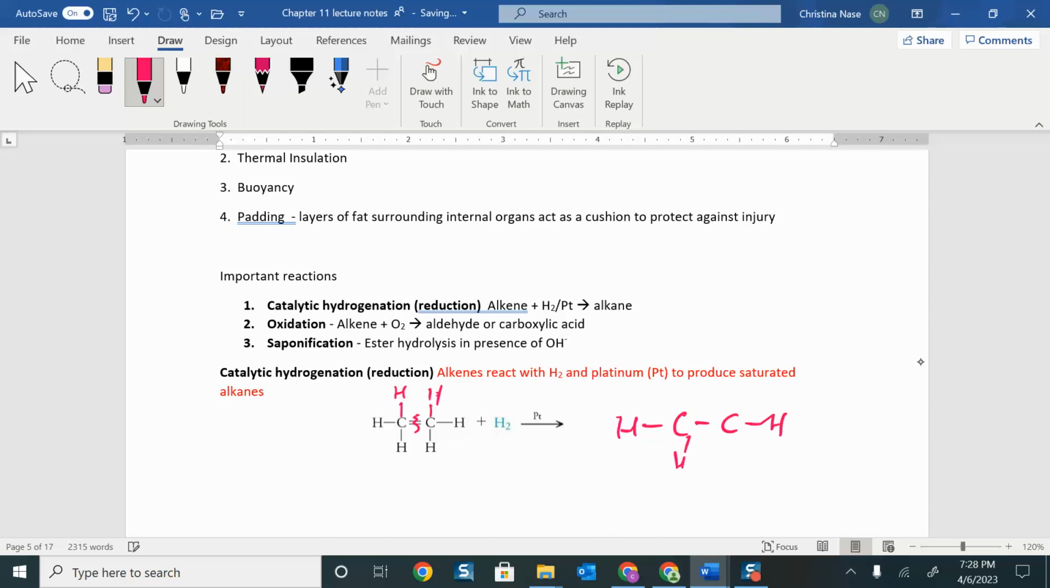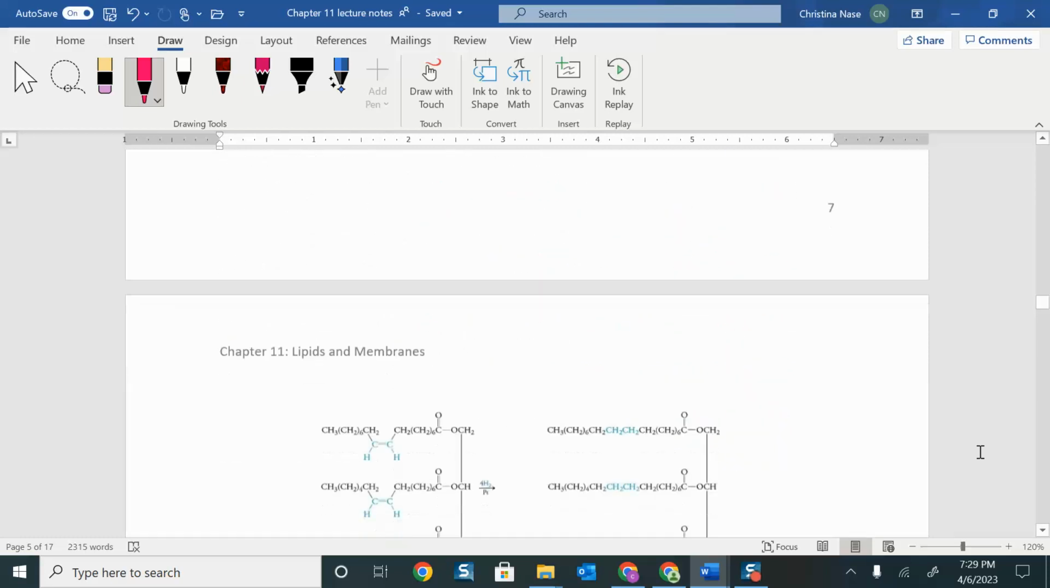There we go, catalytic hydrogenation. This is also a reduction reaction. We'll look at an oxidation reaction and a reduction reaction here. You're increasing the number of C-H bonds. And catalytic just means it has a catalyst. We're going to use a platinum catalyst in order to do this, to produce some saturated alkanes.